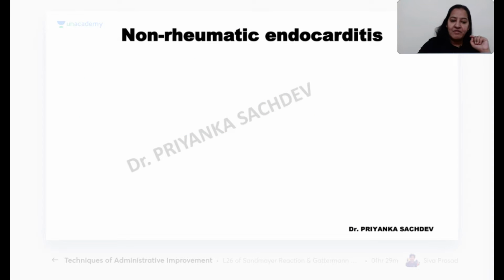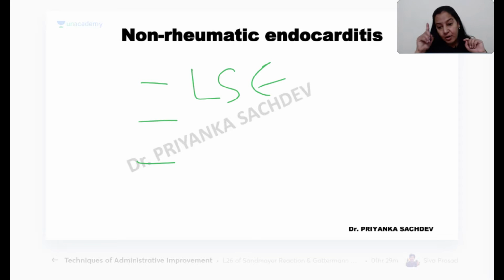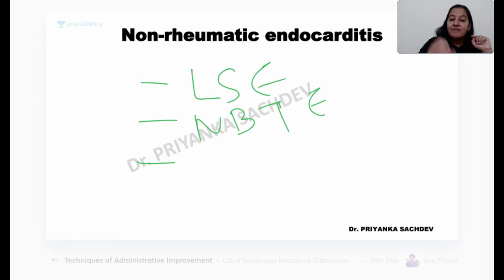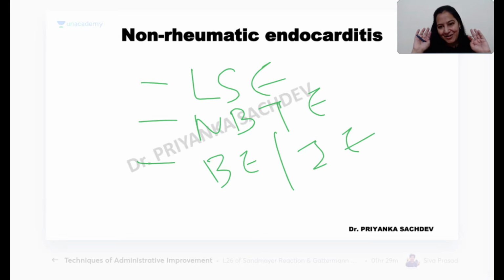In non-rheumatic endocarditis we will study three endocarditis. Number 1, Libman-Sacks endocarditis, which is the endocarditis caused by SLE. Number 2, NBTE, non-bacterial thrombotic endocarditis, which is seen in hypercoagulable state. And number 3, bacterial endocarditis or infective endocarditis, one and the same thing. Correct or not? So that is the third. So these three together are known as non-rheumatic endocarditis. One was rheumatic. These three are non-rheumatic. Correct or not? Give me a thumbs up if you got it.